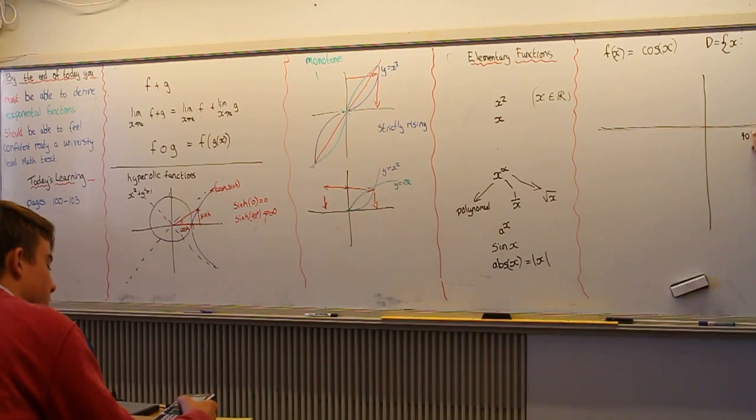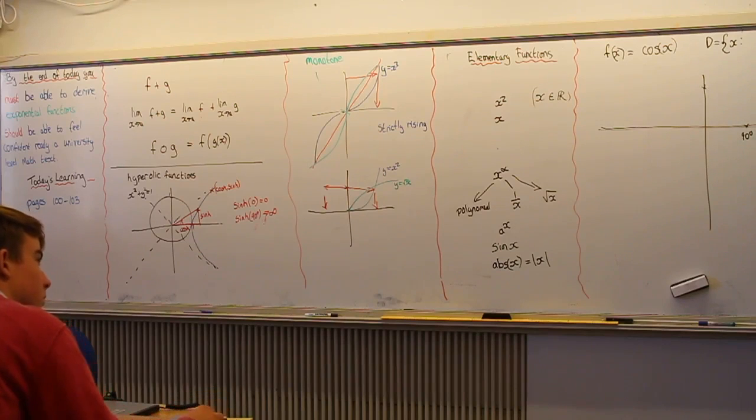Let me put the points 90 degrees, 180 degrees, 270 degrees, 360. Here the value is 1, here the value is 0, here the value is minus 1, here the value is 0, here the value is 1. This function looks like this.